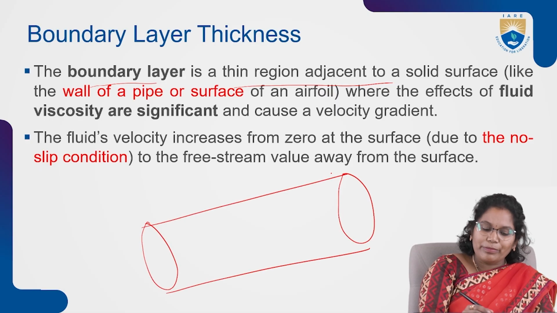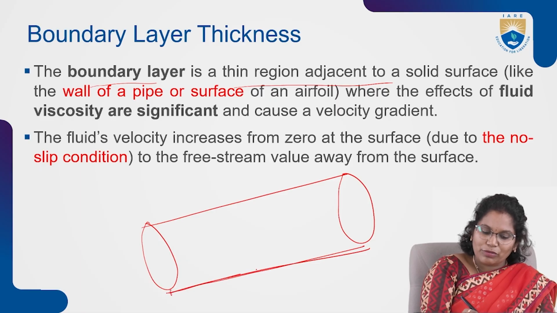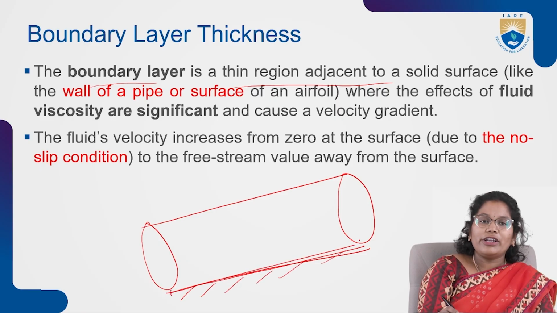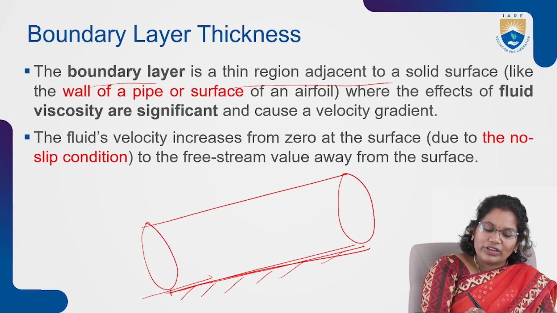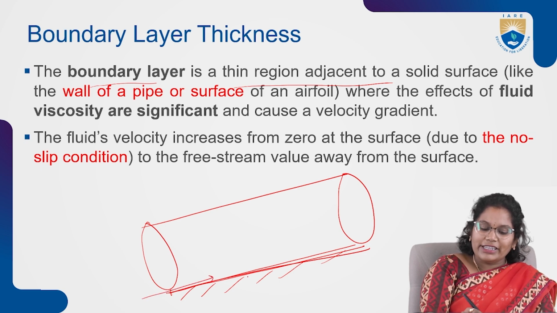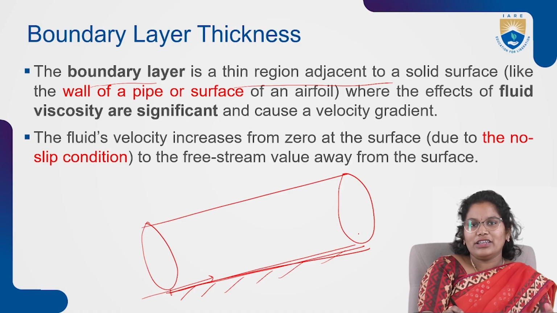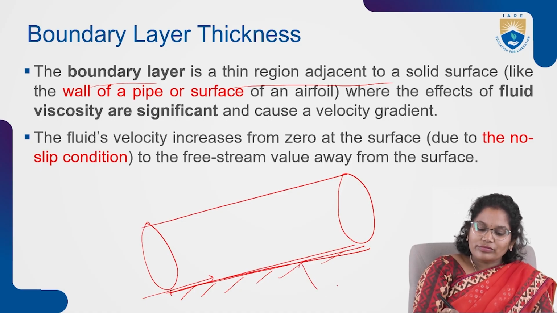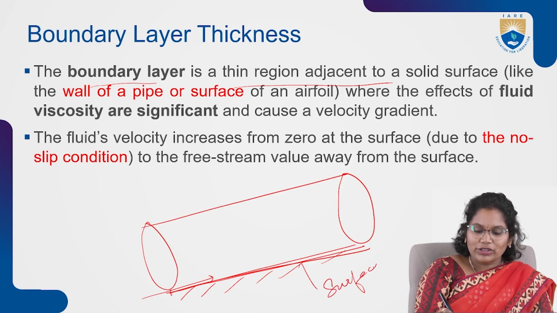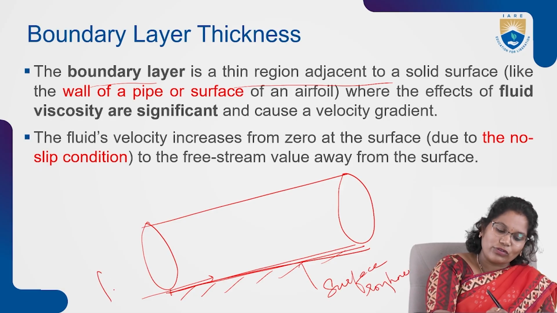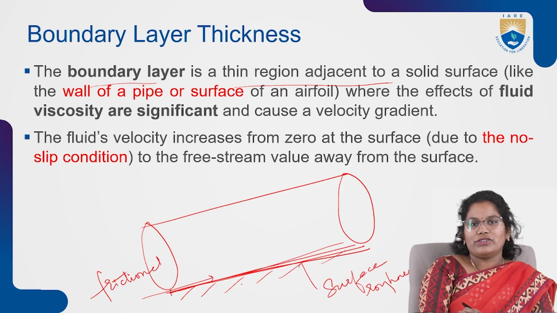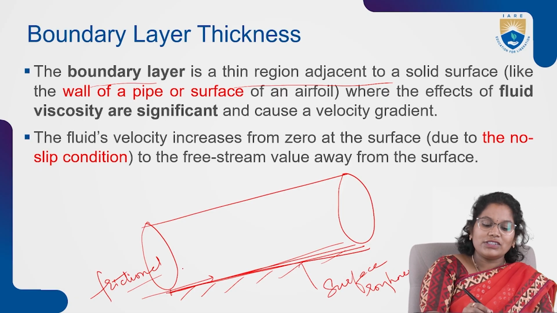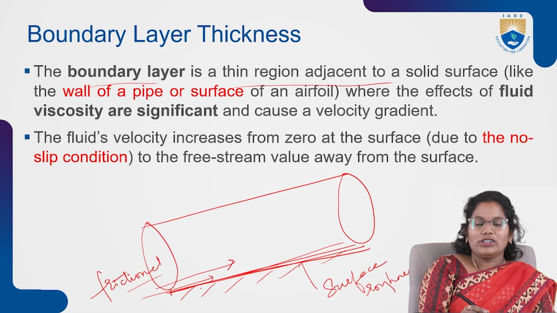If this is your pipe, due to this solid boundary, we are seeing some frictional resistance at the walls, at the surface or at the boundaries, due to the surface roughness. There are frictional resistance forces acting at the boundaries, right? Due to this frictional resistance, the flow is getting restricted at the boundaries, right?